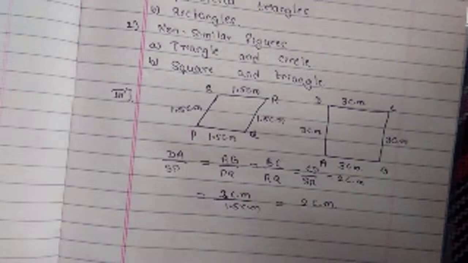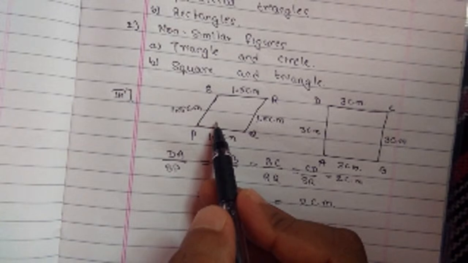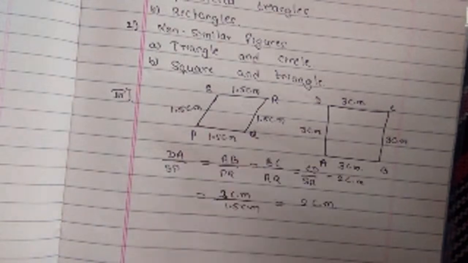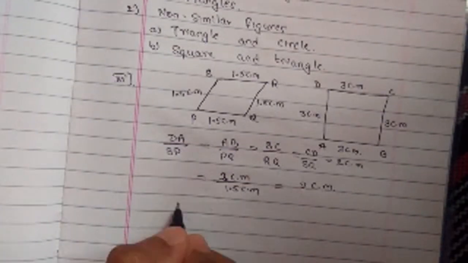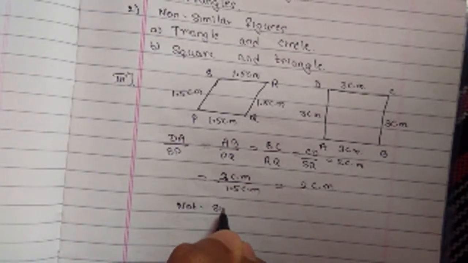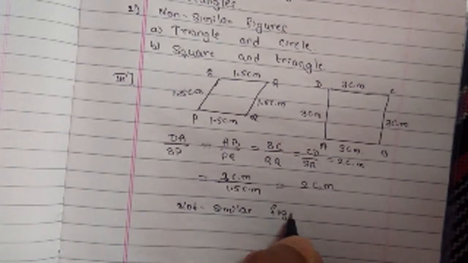But here the angles are not equal. When you consider the square, the angles are equal to 90 degrees, but here the angles are not equal to 90 degrees. So therefore these two figures are not similar figures.